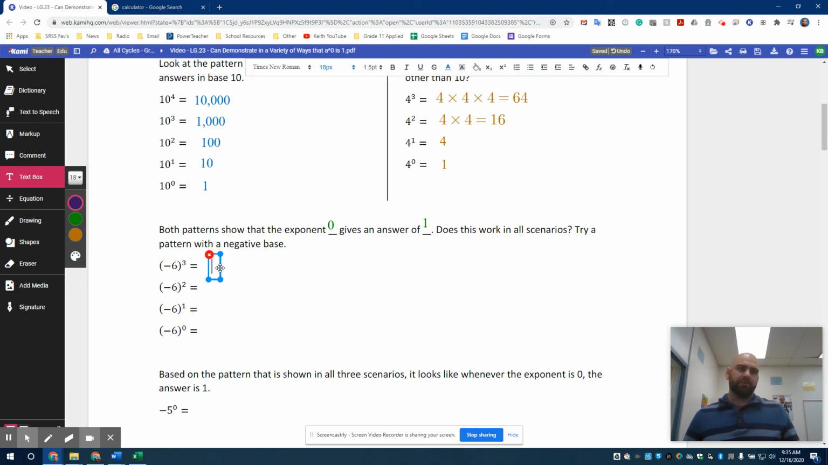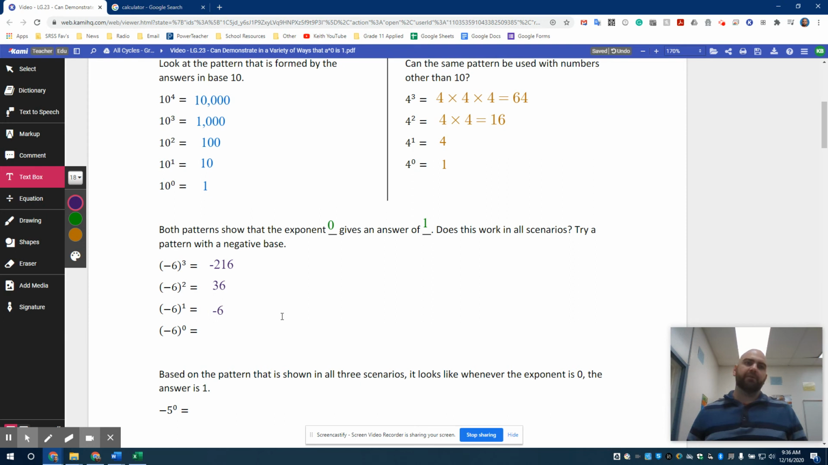Negative 6 to the power of 3. Well, instead of going through it, this is going to give us an answer of negative 216. I did this ahead of time, so you don't have to worry about it. I didn't show my work, but that's okay in this case. I'm just using it as an example. All right, so negative 6 to the power 3 is negative 216. Negative 6 squared is 36. Negative 6 to the power of 1 is negative 6.